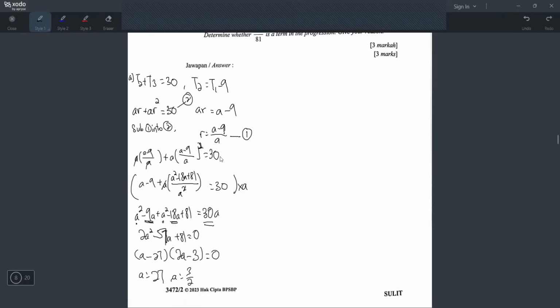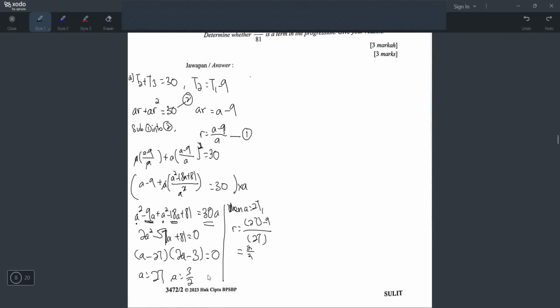So now we can find our r. We can just substitute back here. So when a equals 27, my r will be, sorry, my r will be, we substitute inside this equation. So it will be a minus 9 over a, which is 27 minus 9 over 27. So I'll end up with, let's press the calculator, 27 minus 9 equals, and divide by 27. Okay, my calculator gives me 2 over 3, right?